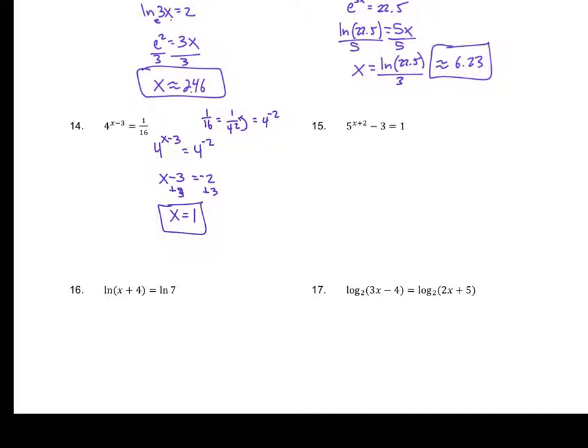Number 15, we want to get the exponent by itself, so 5 to the x plus 2 equals 4. We're going to rewrite this now as a log. So log base 5 of 4 equals x plus 2. We're going to write that as log of 4 divided by log of 5 minus 2 equals x, and we get x equals approximately negative 1.14.